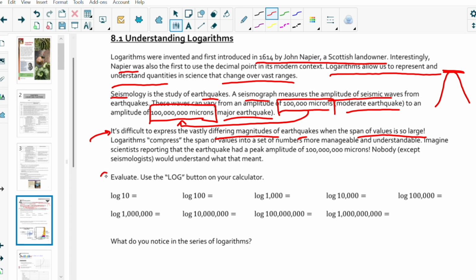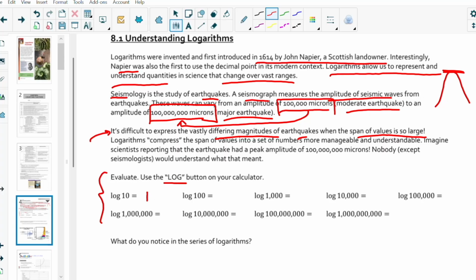Let's do a little exercise here. We're going to evaluate using the log buttons. Take out your calculator. For now, everyone has a basic log button. So you look on your calculator, it says log. That stands for logarithm. Okay, it's base 10. Don't worry about the base for now, but it's base 10. So all you do is press log and 10, close the bracket, I get 1.